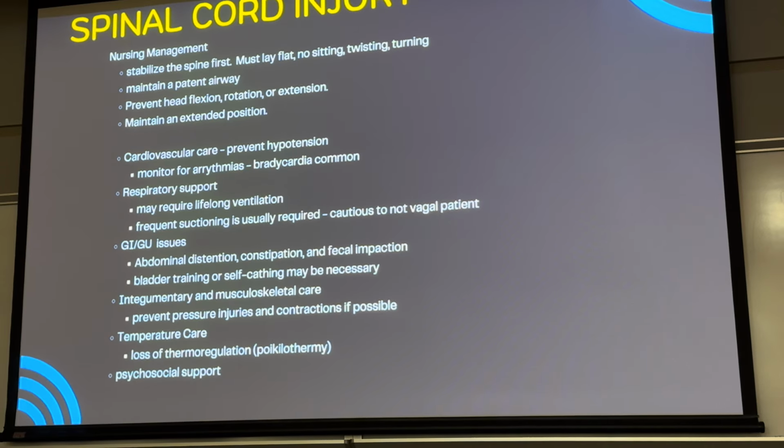Questions about hematomas? I know it's quick and fast, but we have plenty of time to review. Okay, let's move on to spinal cord injuries.